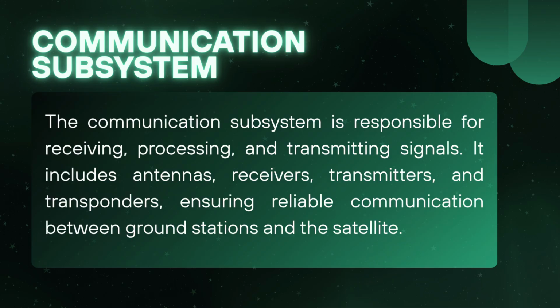The communication subsystem is responsible for receiving, processing, and transmitting signals. It includes antennas, receivers, transmitters, and transponders, ensuring reliable communication between the ground station and the satellite.